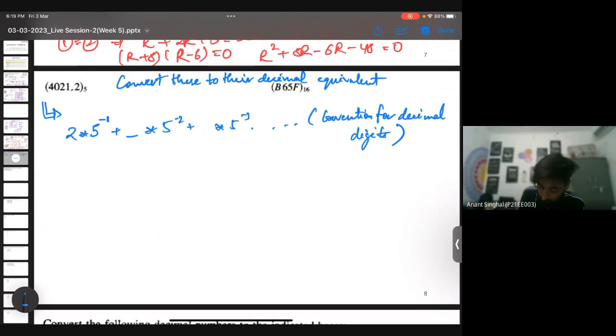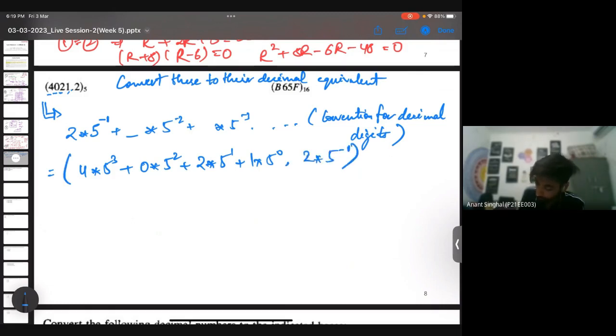So if I try to solve this problem, it will be nothing but 4 into 5 to the power 3 plus 0 into 5 square, and then 2 into 5 to the power 1, and then 1 into 5 to the power 0. And after the decimal, it will be 2 into 5 to the power minus 1. This will be to the base 10 now because we are converting to the decimal equivalent.